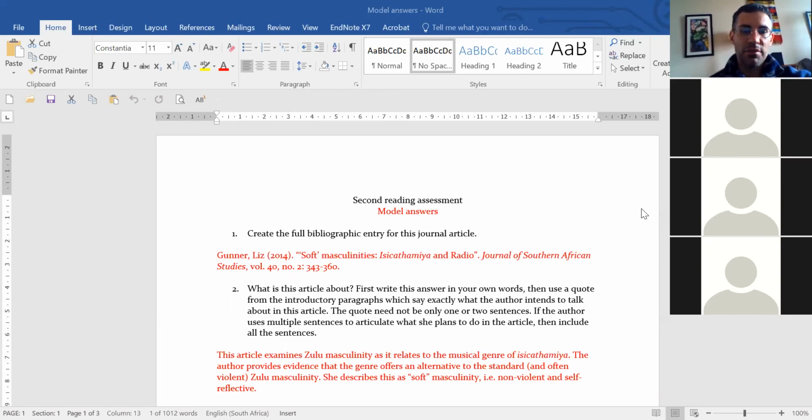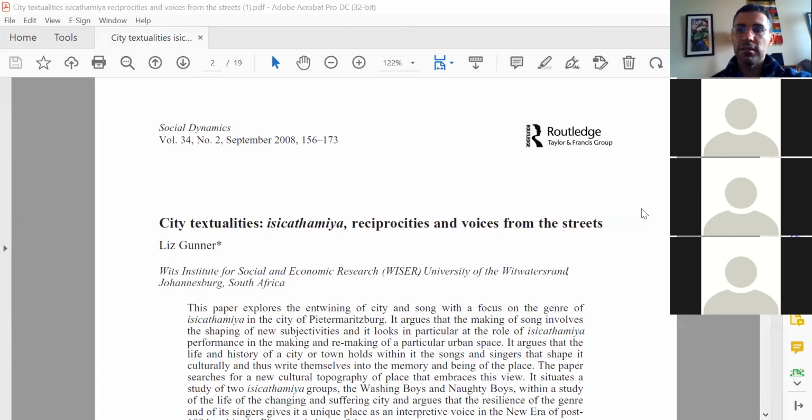I'm going to have to show you a different one so that you can see how we do this. This is another article by Liz Gunner, and I'm just going to show it to you quickly so that you can see where to look for the clues of what you need. All right.